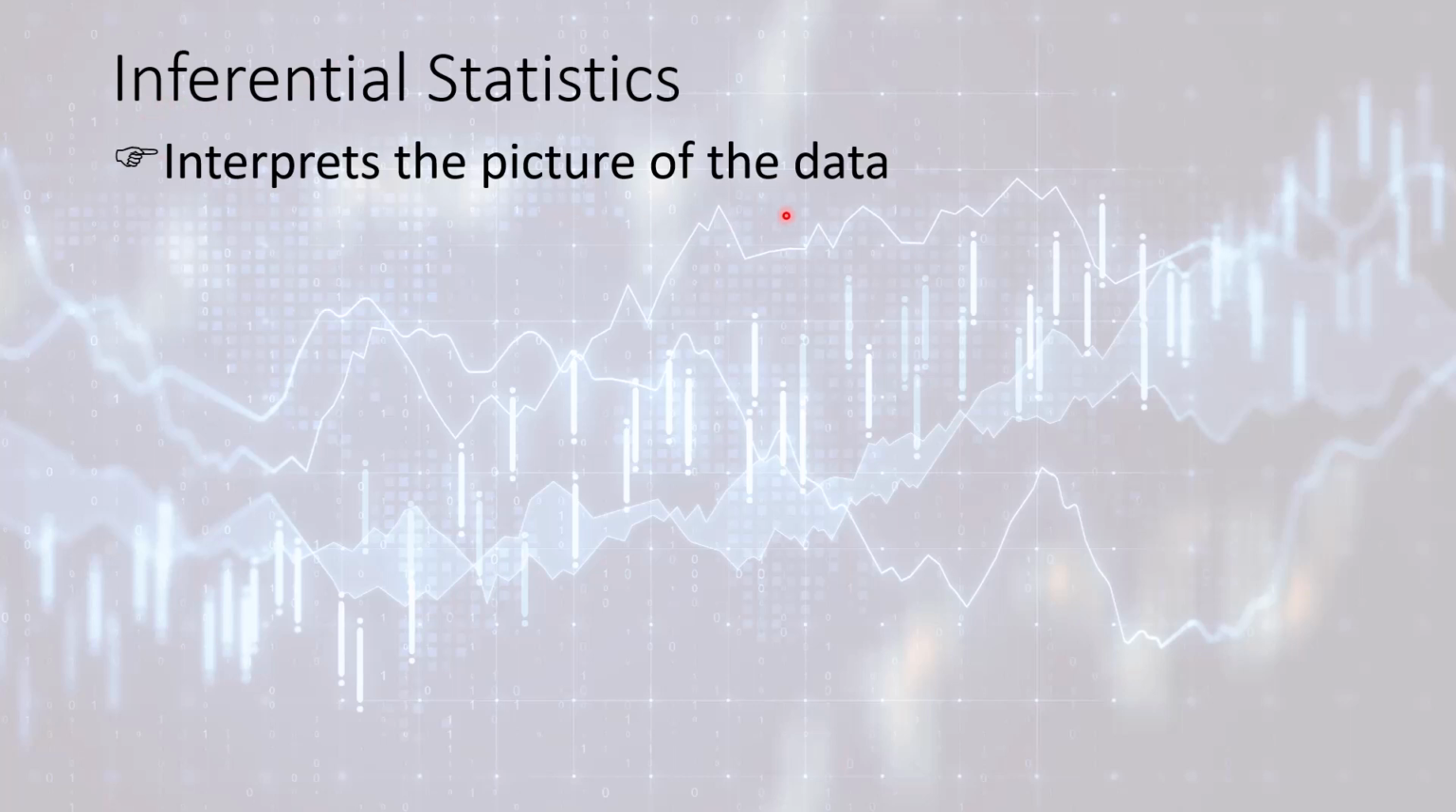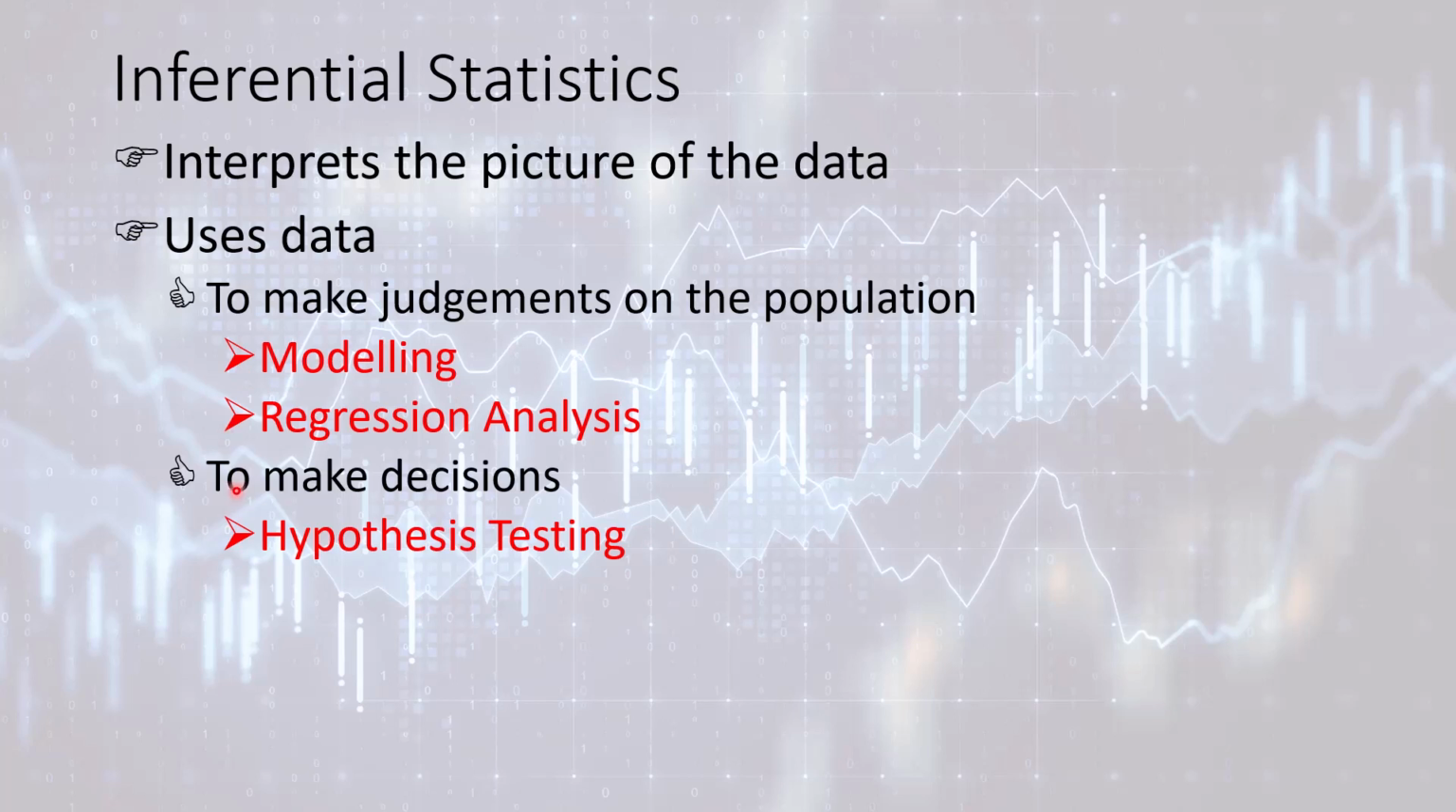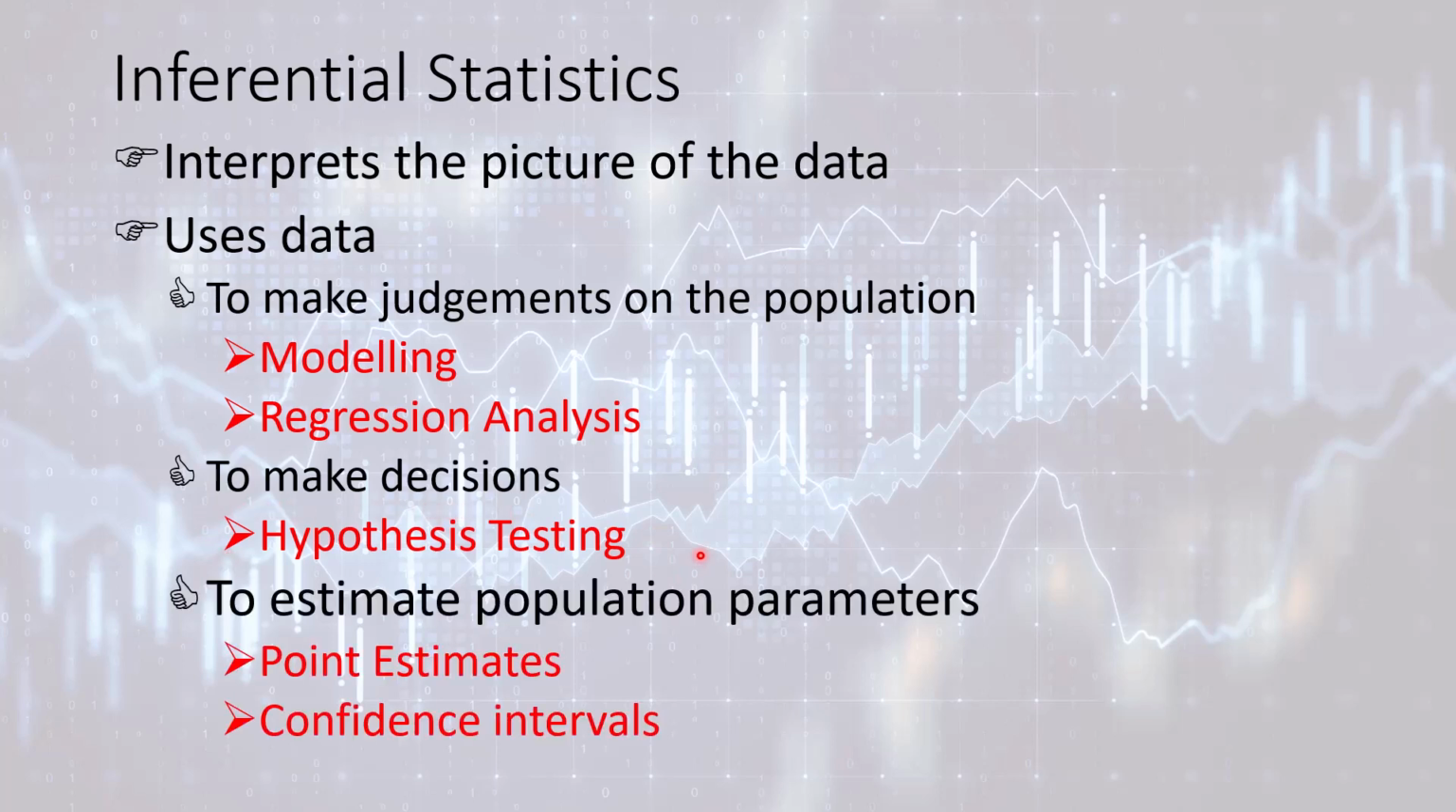And specifically what I mean is it will take the picture and make judgments, or draw conclusions. Specifically, it will use the data to make some judgments about the population, and that could be in terms of modeling, creating a mathematical model using something called regression analysis, which will probably be the very last topic we talk about in this course. Or it can be used to make decisions, which once again we will talk about later in the course. That's called hypothesis testing. Or it can be used to estimate population parameters in terms of either point estimates or interval estimates, which are also known as confidence intervals.